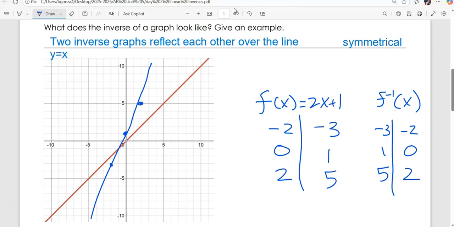Hey, check it out. If you flip the order of this table, of this random function, and you plot those new points, -3, -2, 1, comma 0, 5, comma 2.